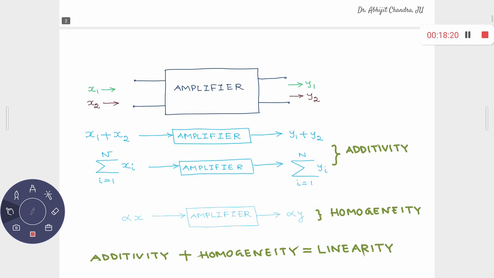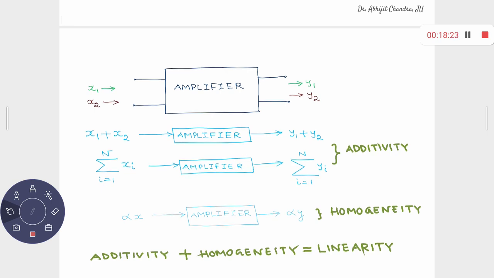Something which is not exactly related to the amplifier, but it is pretty much universal, and hopefully you have already encountered this in some of your other courses like circuit theory. Linearity, you know. Hopefully you are familiar with linearity. For any system, suppose there is a black box, amplifier, maybe any other system, I am having, say, only two inputs, x1 and x2.